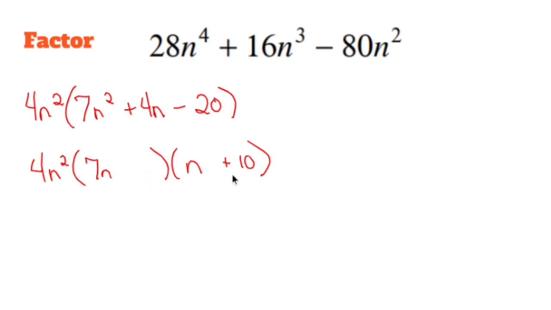That didn't work. Okay, so let's try this. Let's try, you know what? I think I figured it out by guessing and testing. If I made you a positive 2 and made you a negative 10, then when I FOIL these out, I have 7n times n, which is 7n squared, 7n times 2, which is 14n, minus 10n, I get my 4n, and then I have my minus 20.